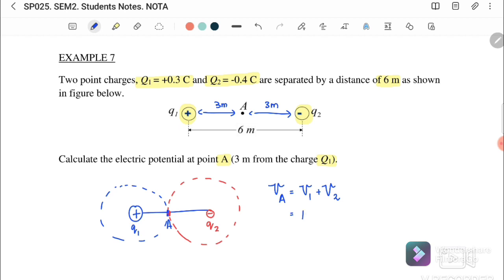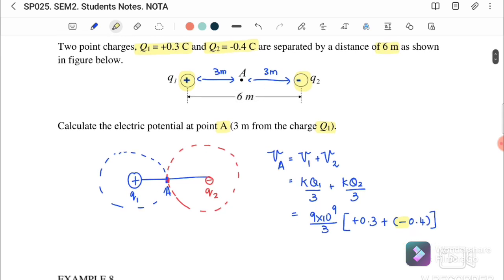So V1 is equal to kQ1 over r, where r is 3 meters, plus kQ2 over 3 meters as well. We substitute into the equation, where we can factorize out k, which is 9 × 10^9, and the 3 meters. Q1 is positive 0.3 coulomb, plus Q2, which is negative 0.4 coulomb. Remember, we must consider the sign of the charge, because this indicates the value of the electric potential.